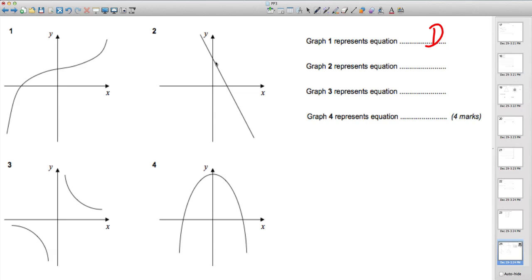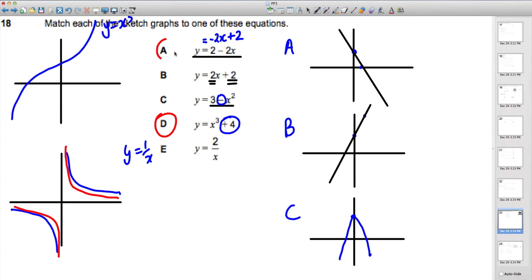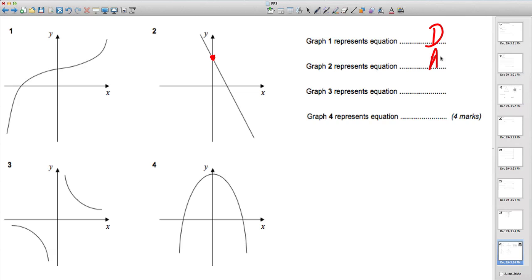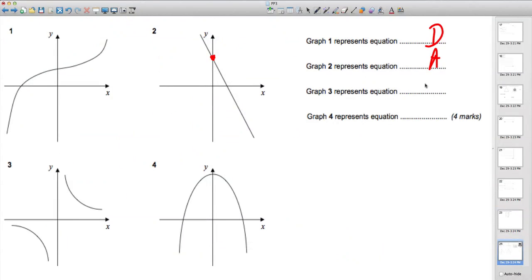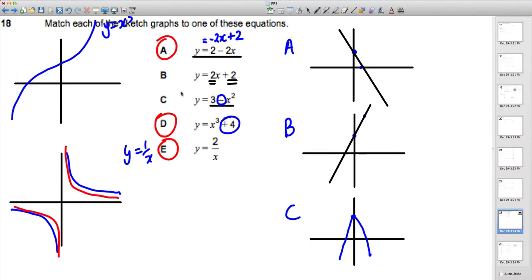Next, this one here, well, it's the straight line graph, and it crosses at 2, and it's got a negative gradient, so it must be A. This one here, it's like the 1 over x graph, so it must be the 2 over x graph, it's E. And the last one, you know it's quadratic, but it's an N shape, so it must have a negative x squared, it's C.